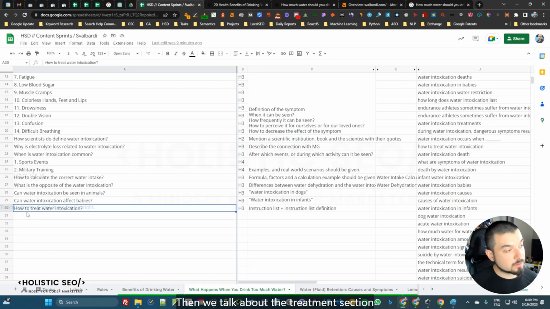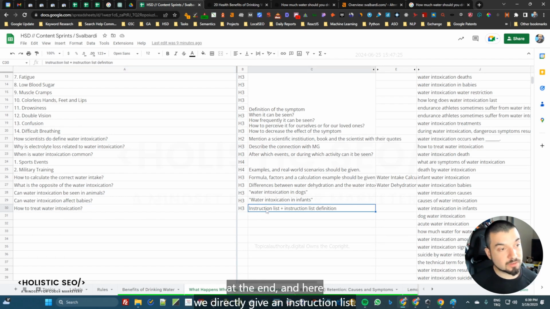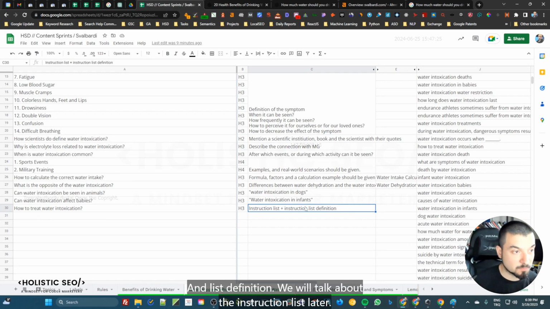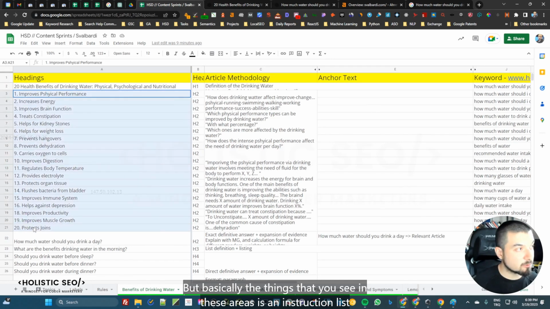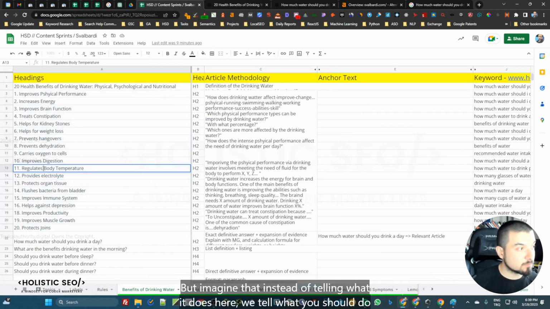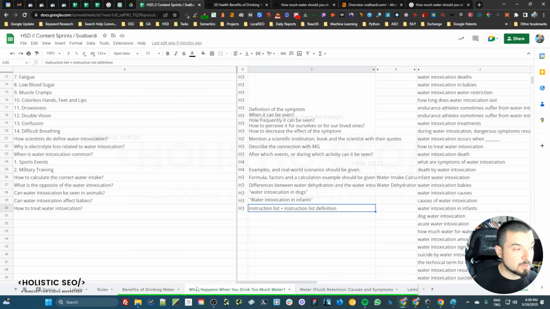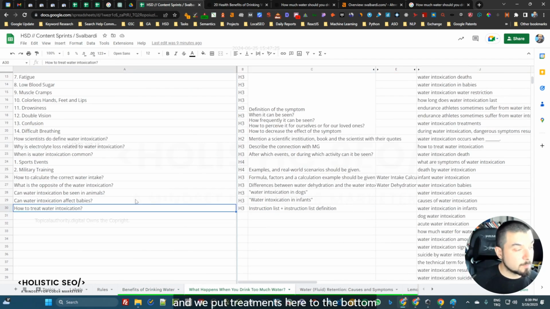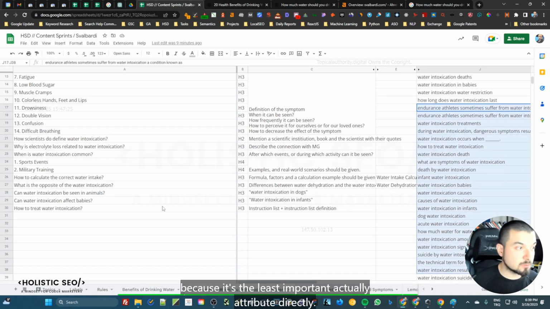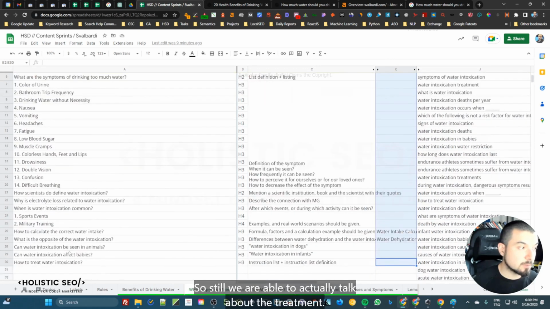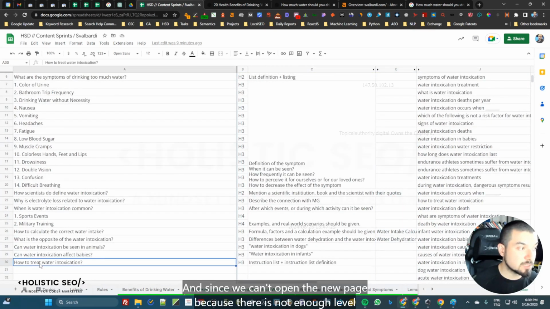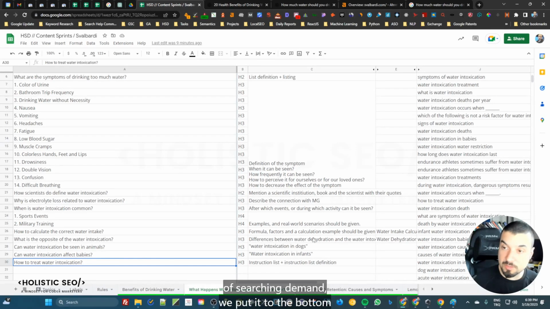Then we talk about the treatment section at the end, and here we directly give an instruction list and list definition. We will talk about the instruction list later, but basically the things that you see in these areas are an instruction list, because we always give a kind of predicate. But imagine that instead of telling what it does, here we tell what you should do. And we put treatment at the bottom because it's the least important attribute directly, and at the same time we don't have that much anchor text here, as you see. So still we are able to talk about the treatment, and since we can't open a new page because there is not enough search demand, we put it at the bottom rather than putting it on a different web page.